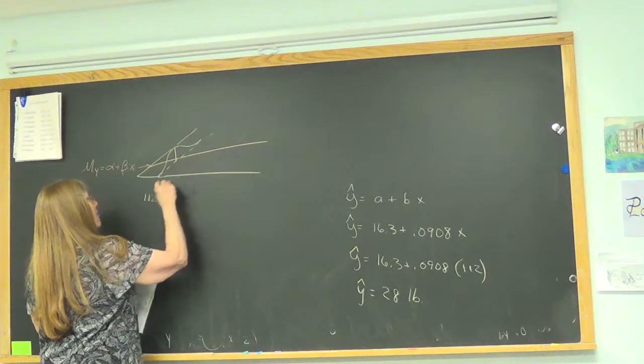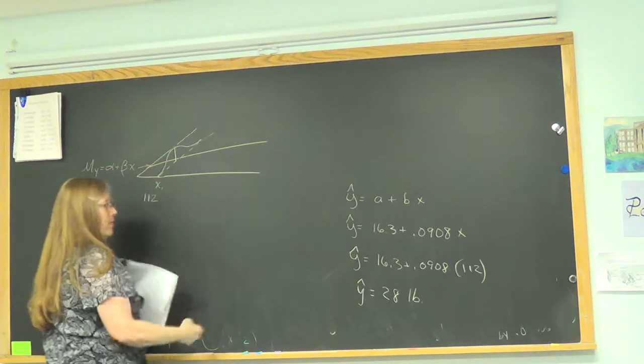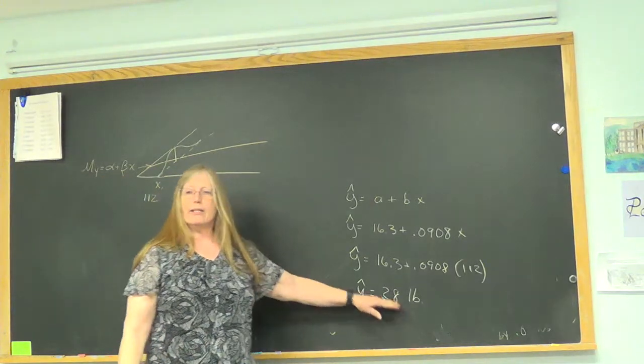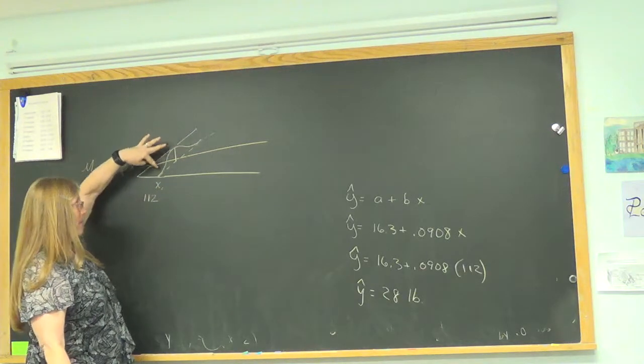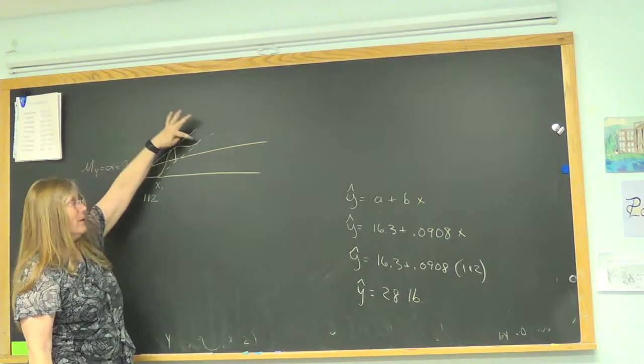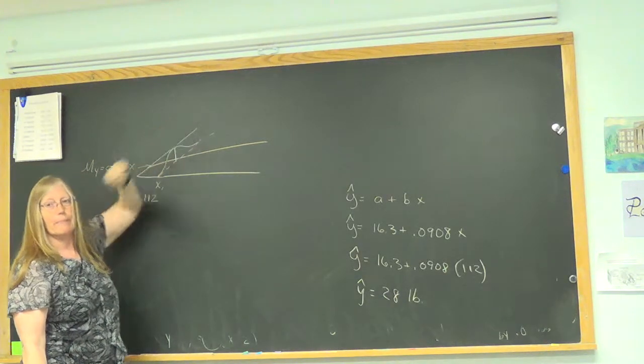Say for every person that's 112 pounds, their backpack weight is not going to be 28. It's going to be a whole bunch of different ones. So some of them will be very light, some of them will be very heavy, and some of them will be near the mean.